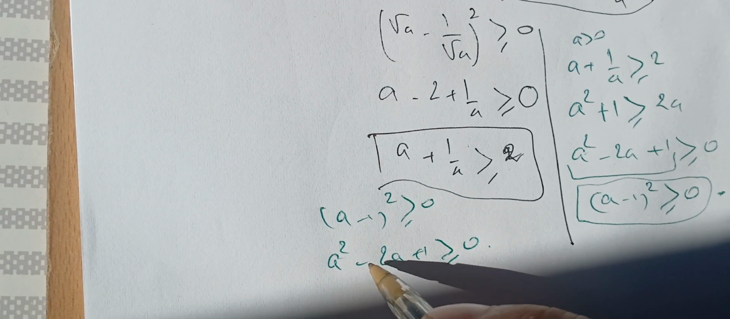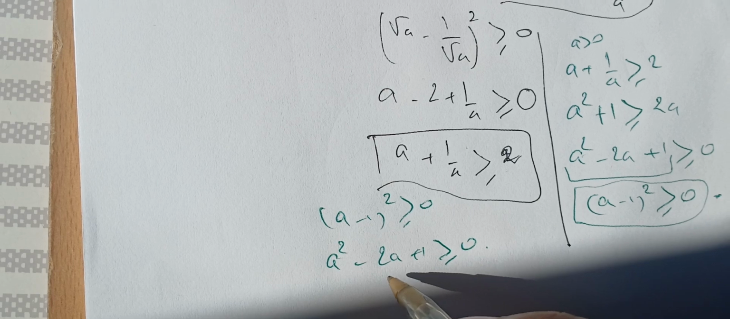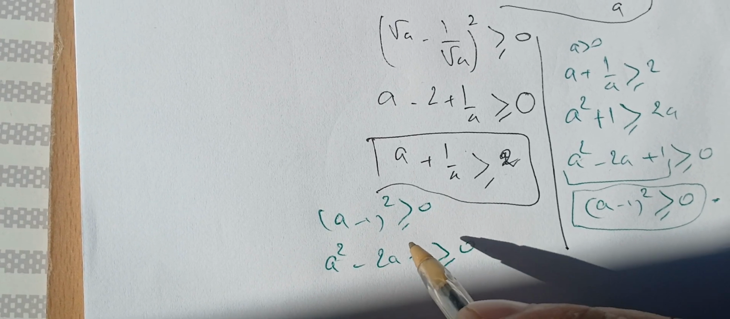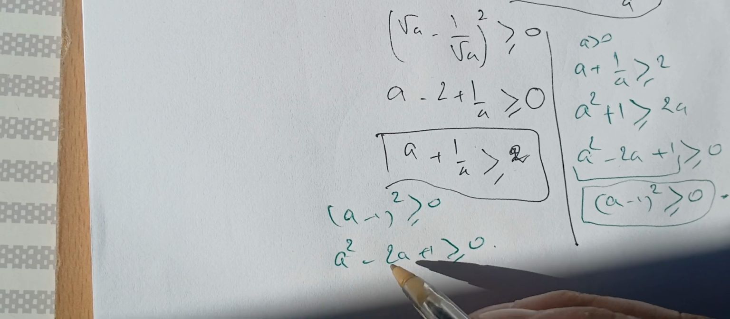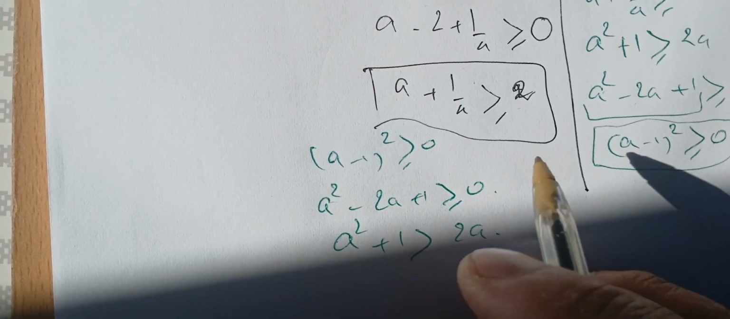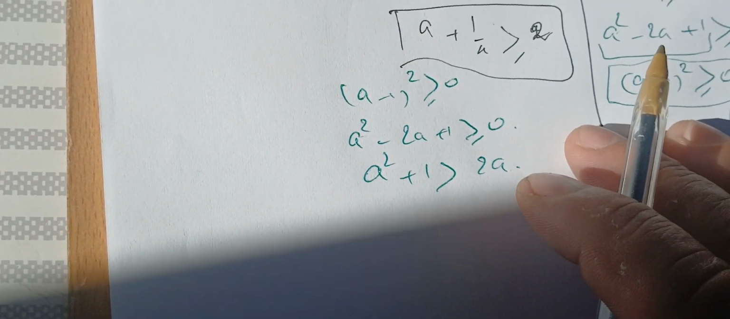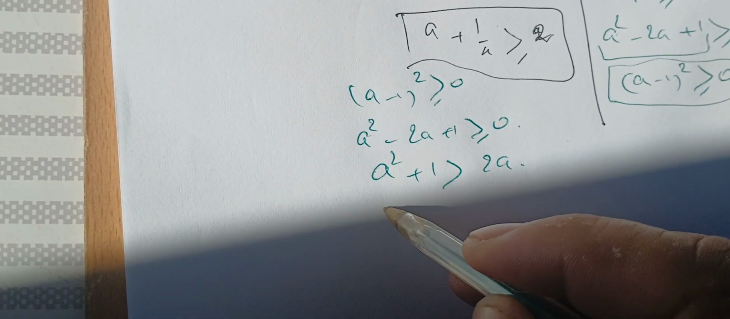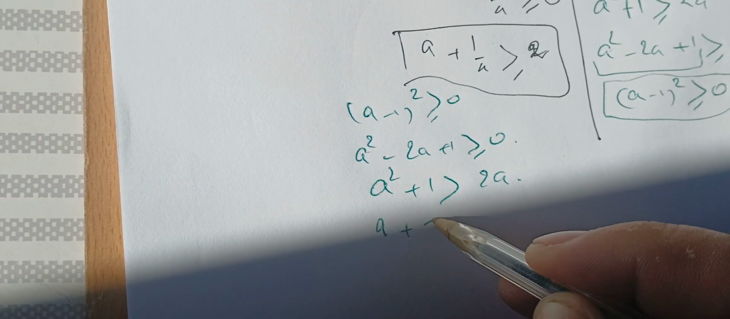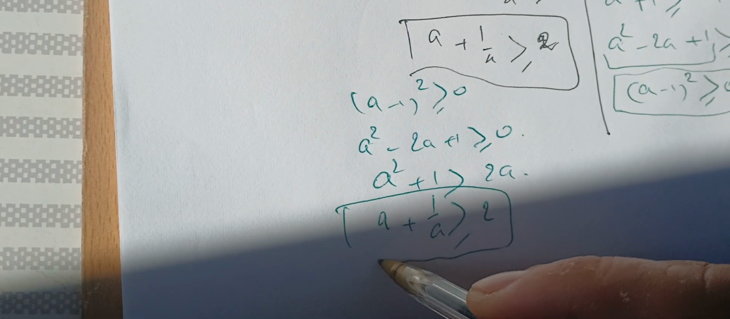If we add 2a to both sides, we have a squared plus 1 is bigger than 2a. Now a is a positive number, so we can divide by a. We get a squared over a, which is a, plus 1 over a, bigger than 2a over a, which is 2. And therefore we have the result.